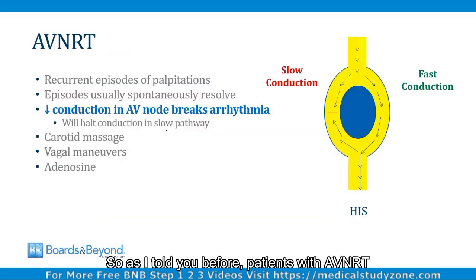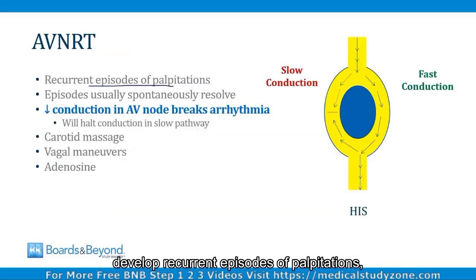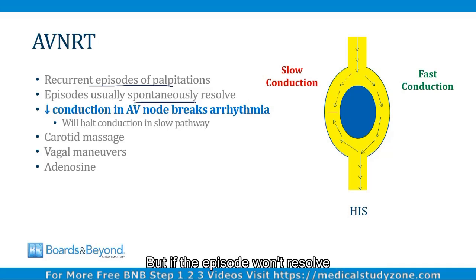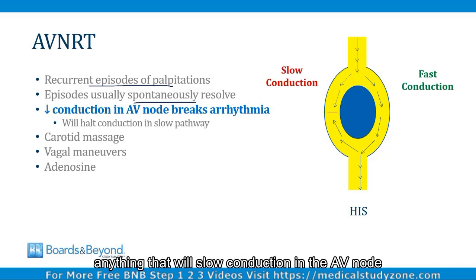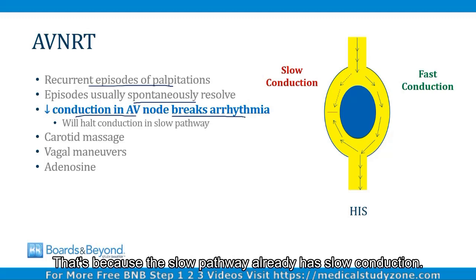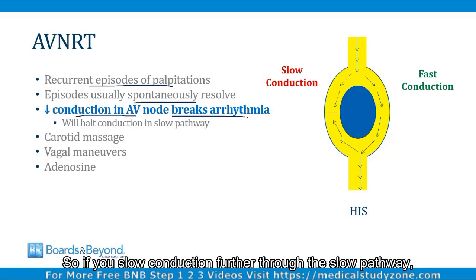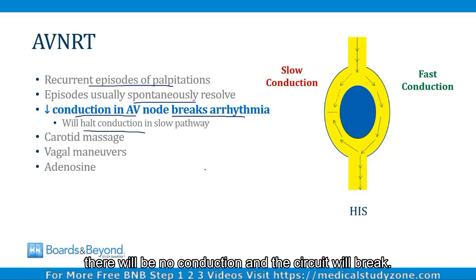So as I told you before, patients with AVNRT develop recurrent episodes of palpitations, and usually the episodes spontaneously resolve. But if the episode won't resolve and the palpitations are continuing, anything that will slow conduction in the AV node will break the arrhythmia. That's because the slow pathway already has slow conduction, so if you slow conduction further through the slow pathway, there will be no conduction and the circuit will break.